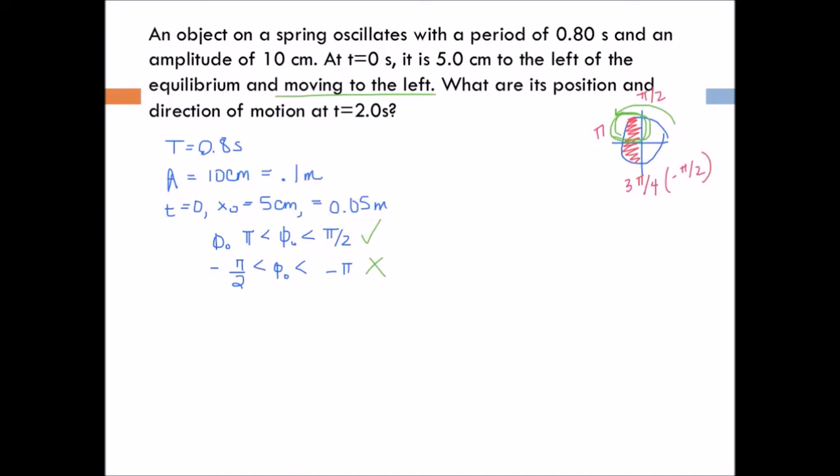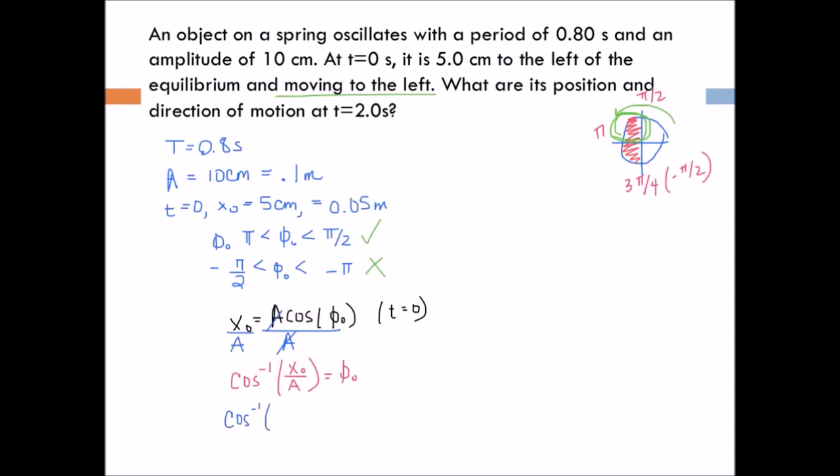So we can solve for phi naught using our given equation, which was x naught is equal to A cosine of phi naught. Again, this is true when t is equal to 0. I want to solve for phi naught, so we divide by A, and then take the inverse of cosine to give us phi naught. Again, we know all these values, so I can substitute them in. So this is cosine inverse.